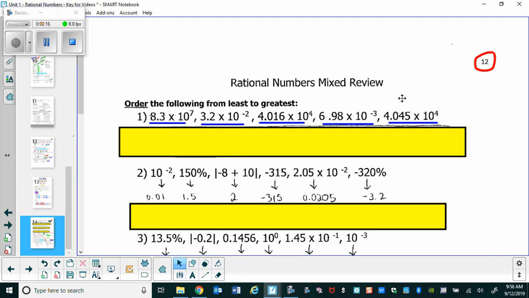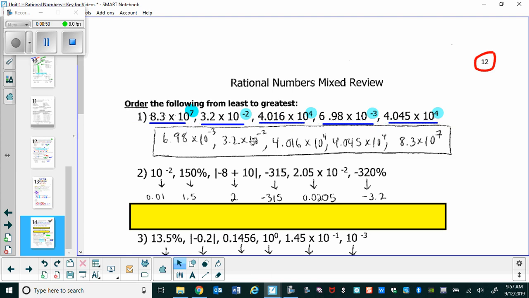We're just ordering these from least to greatest, and it's going to be 8.3 times 10 million, 3.2 times 1/100th, 4.016 times 10,000, 6.98 times 1/1000th, and 4.045 times 10 to the 4th. So I want to remind you guys that if it's all scientific notation, you can simply look at the exponents and order them from least to greatest, and you'll be good to go. So -3 is smaller than -2, and at this point I'm going to show you guys the answers.